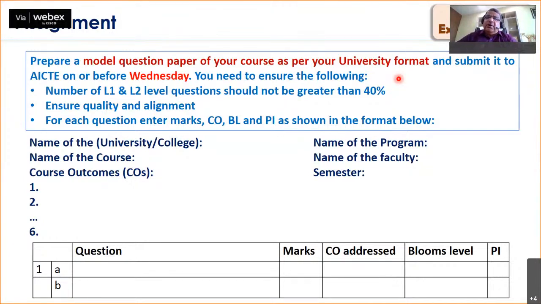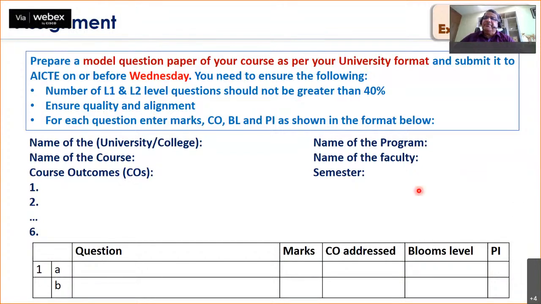Ultimately, we want that the question paper you set should be useful at least for you people. Okay. So if the quality of questions is good, then AICTE will use those questions in their question banks. Okay. And make sure that the number of L1, L2 level questions should not be greater than 40%. Ensure quality and alignment. So I have shared with you that quality and alignment Excel sheet. You have seen, for each question, enter marks, CO addressed, whether CO1, CO2, Bloom's level, and PI code.